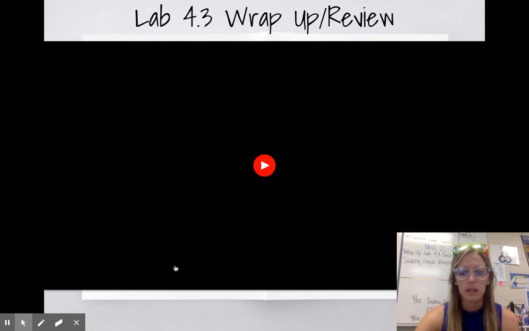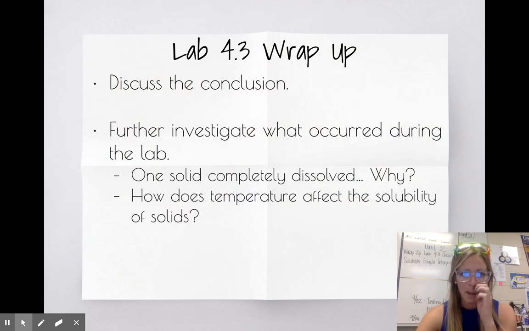Okay, so the big thing to note on that also was the crystal shape. They should have been nice long pointy needles, and then your sodium chloride is going to be more cube in shape. So those are the two different crystal shapes that we should note in that lab. Then we are going to wrap up with our conclusion today in class, and further investigate what occurred during the lab.